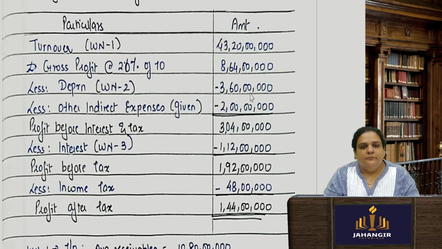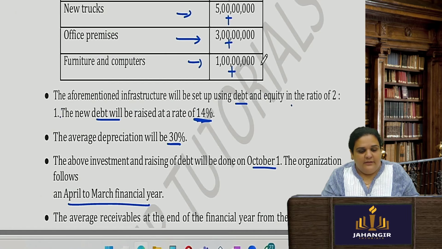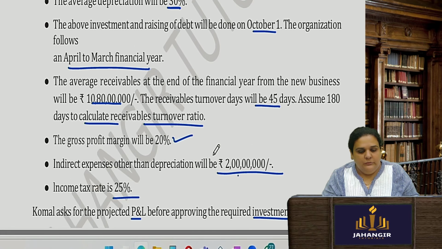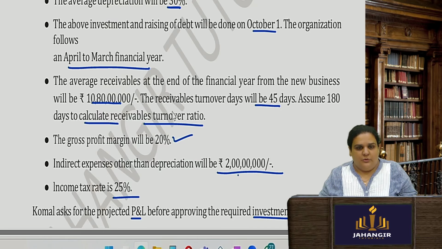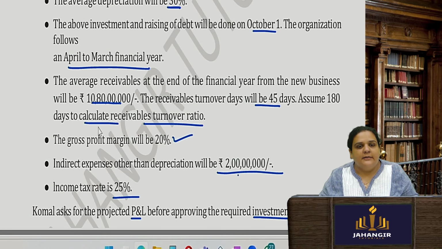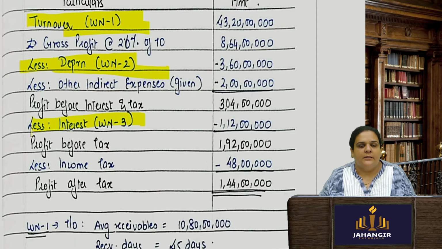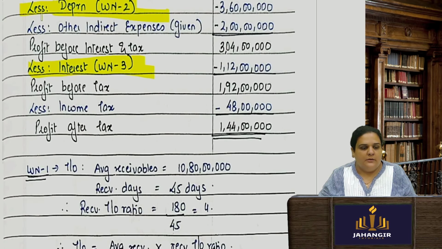We'll have to do turnover, whatever is the turnover. That means sales, total sales minus gross profit. Have they given me the gross profit ratio? Yes, they have given me the gross profit ratio also. Then from there I will have to remove my depreciation, and other indirect expenses are given. Other indirect expenses are given, but depreciation I'll have to find. Sales I don't know, I'll have to find. Gross profit is given. Then the interest amount also I'll have to find. All this I'll have to do in the form of a working note. So first I'm taking you all through the working note, okay?